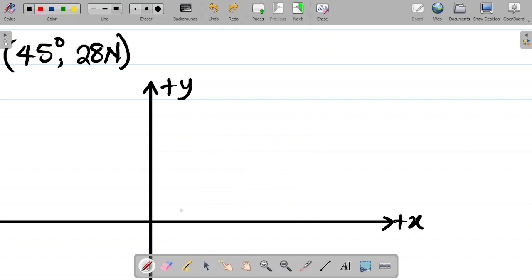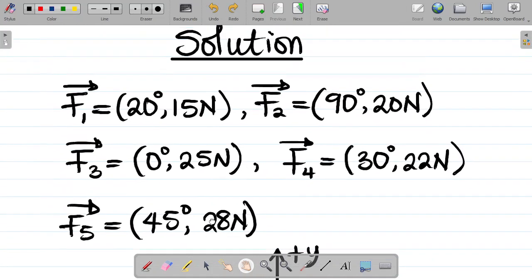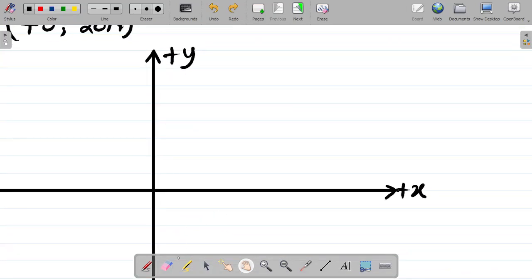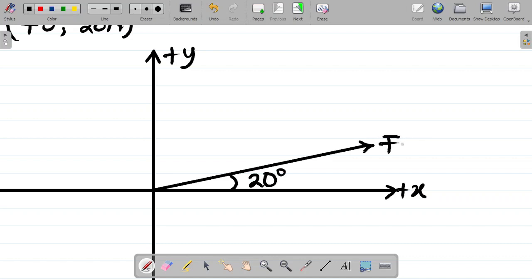Now, having said that, we'll plot F1 and F2 on this region. What's the F1 value again? The value of the force is 15 Newton, and the angle is 20 degrees. So in the positive XY region, 15 Newton at 20 degrees, I'll put this one this way. So this becomes 20 degrees, and you have F1 equal to 15 Newton.